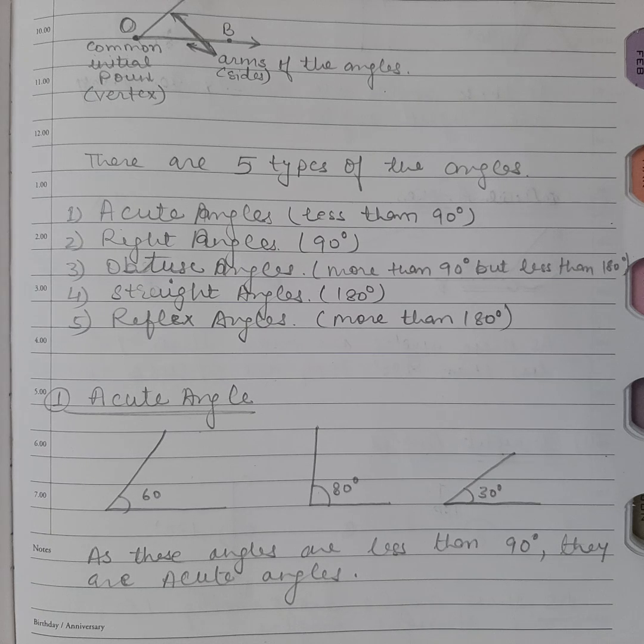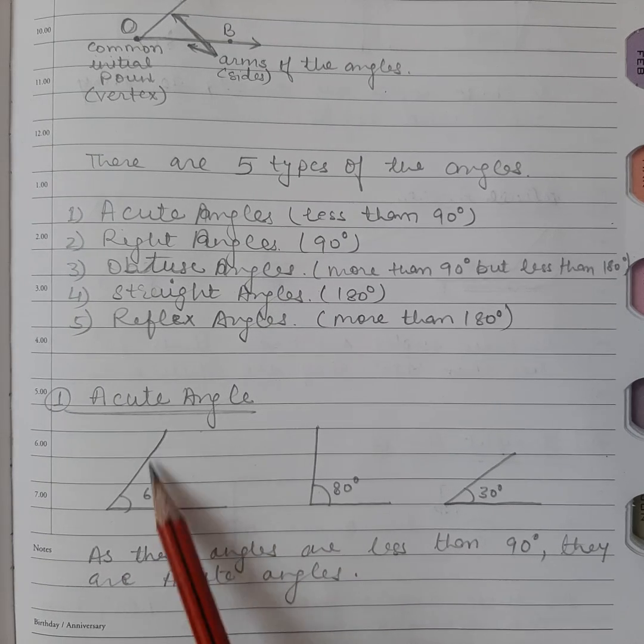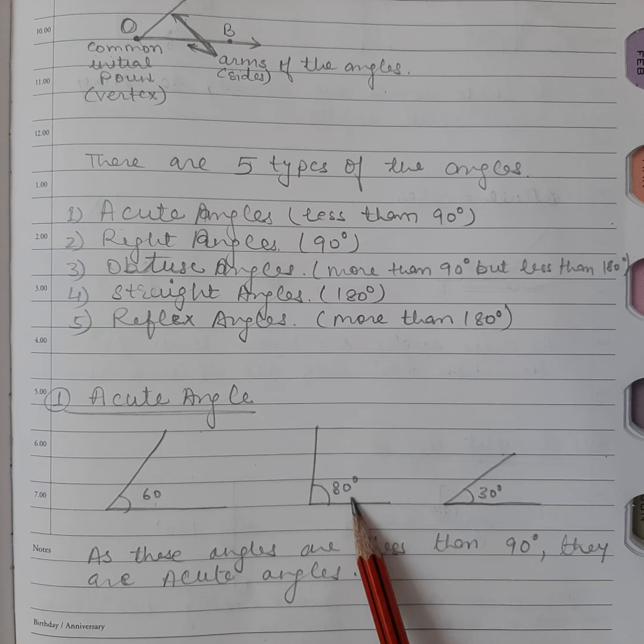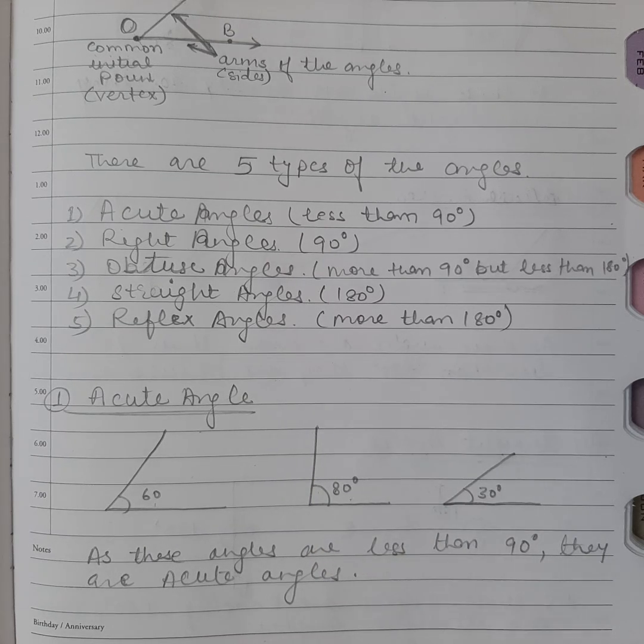So first of all, let's discuss what acute angle is. An acute angle, as we already discussed, is an angle which is less than 90 degrees and more than 0 degrees. So this angle is 60 degrees. So this will be an acute angle. Again, this is an 80 degree angle. It will again be an acute angle, and a 30 degree angle will also be an acute angle. And all these angles are less than 90 degrees, so they all are acute angles.